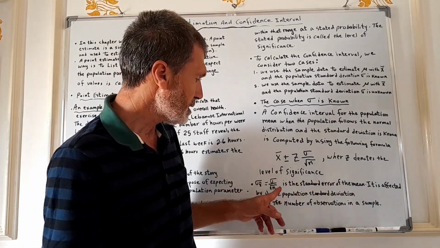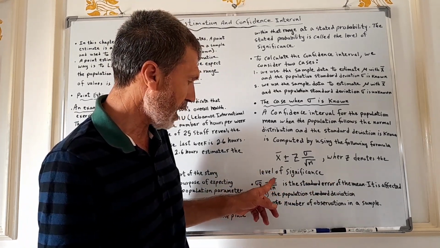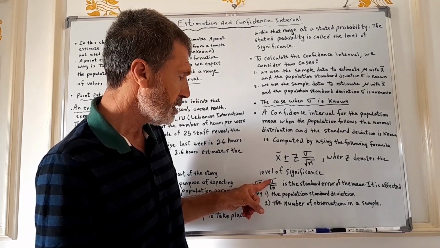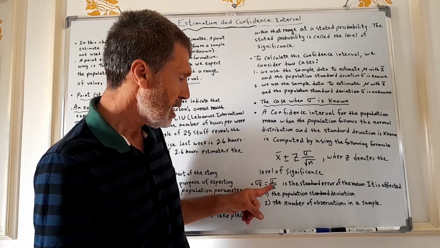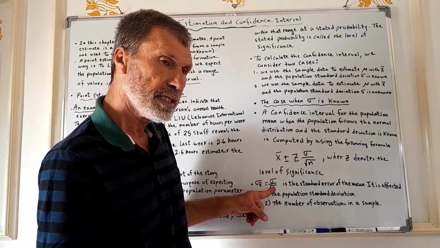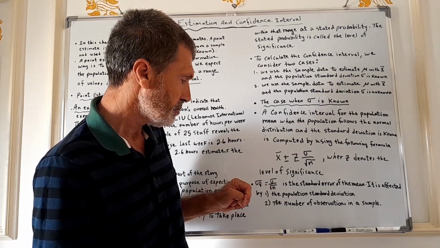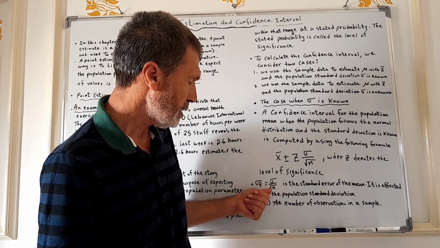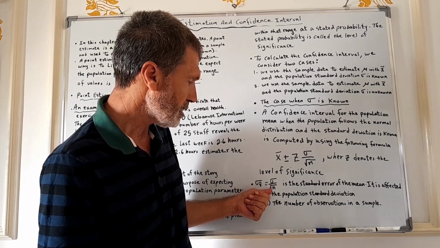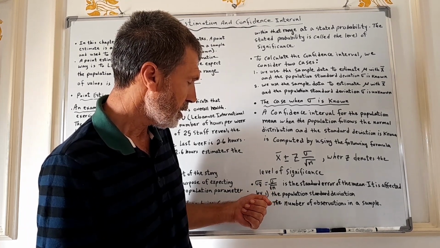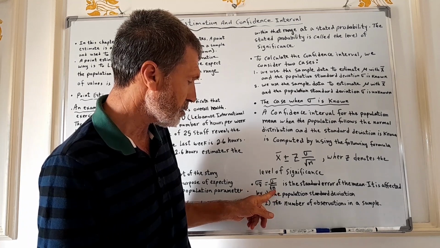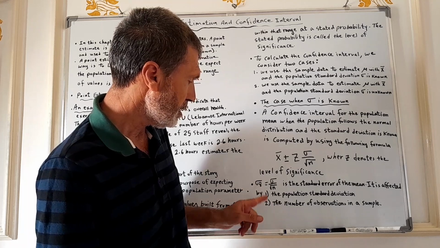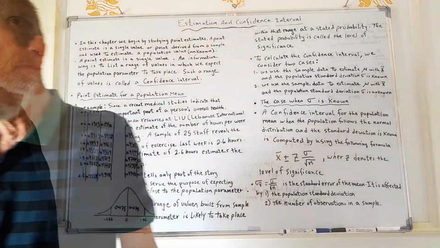As you can see, this is affected by two factors: sigma, the standard deviation of the population, and n, the sample size. The larger the sample size, the lower the standard error of the mean.